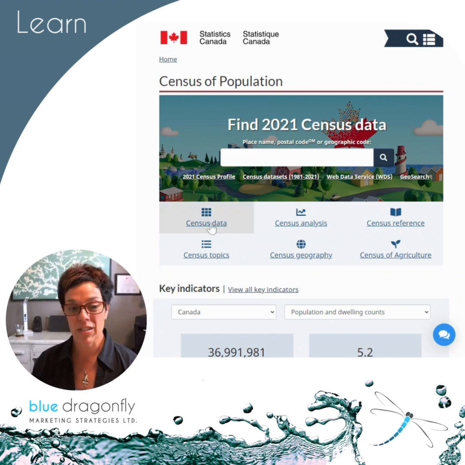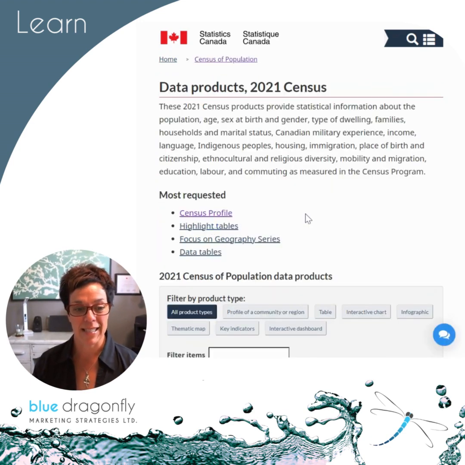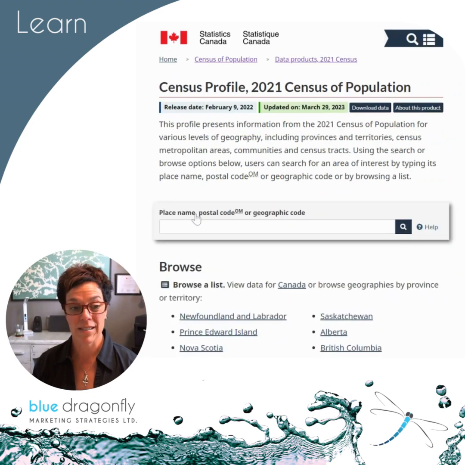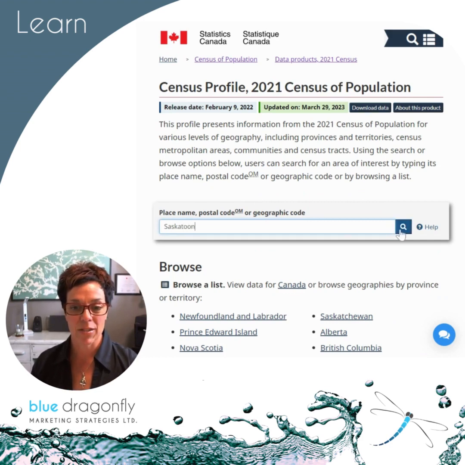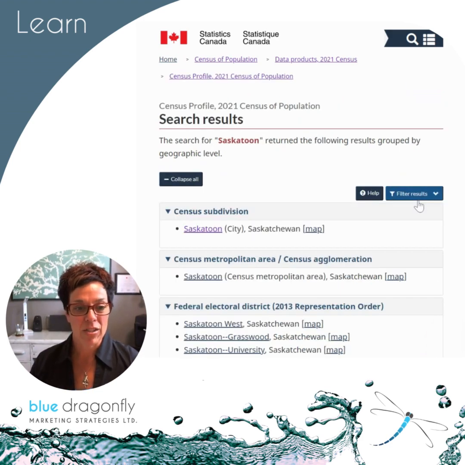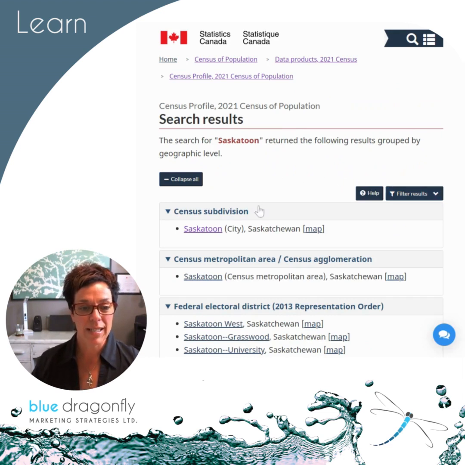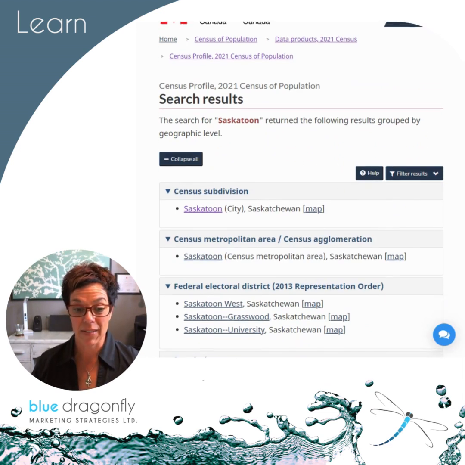All you need to do is click on the census data, and then go on to census profile. In the census profile, you can type in the name of your community that you want to look up, or if you know the postal code or geographic code, you can enter that as well. So what I'm going to do here is enter the place of Saskatoon, which is a city in Saskatchewan. So I'll just do a quick search here, and you can see that I can look at this in different ways.